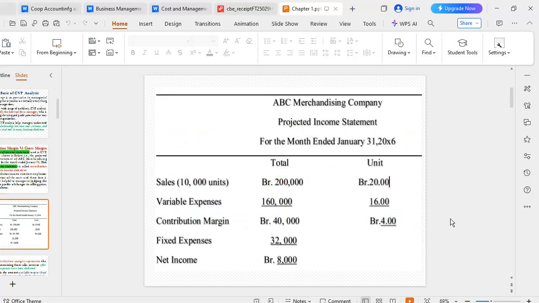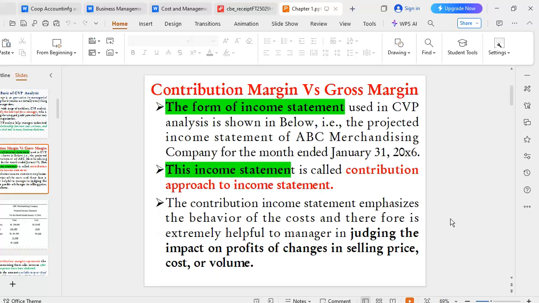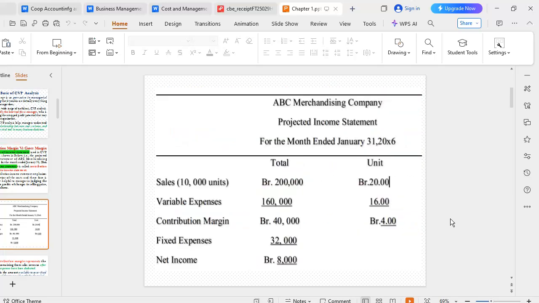For this company, for example, this is the merchandising company's projected income statement for the month ended January 2016. For example, sales, variable expense. The difference between total sales and variable expense is contribution margin. The difference between contribution margin and the fixed expense is net income. This approach is known as the contribution approach to the income statement.